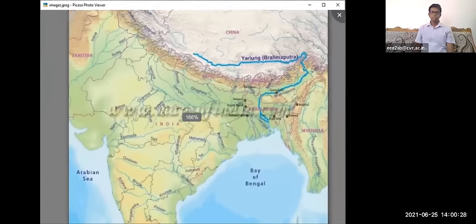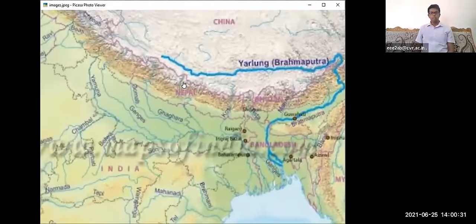Second longest river. The second longest river is river Brahmaputra.